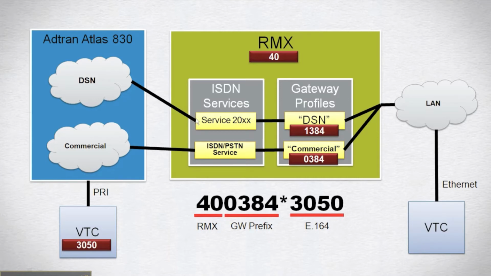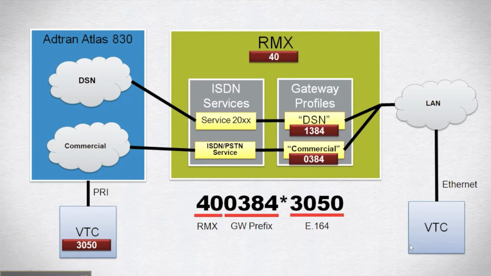Each of these services is connected to individual PRIs to an ADTRAN Atlas representing different carriers, because each is programmed separately. And those just have internal routing in the Atlas to a PRI line that goes directly to one of the HDXs here in my lab, and its E164 address is 3050.